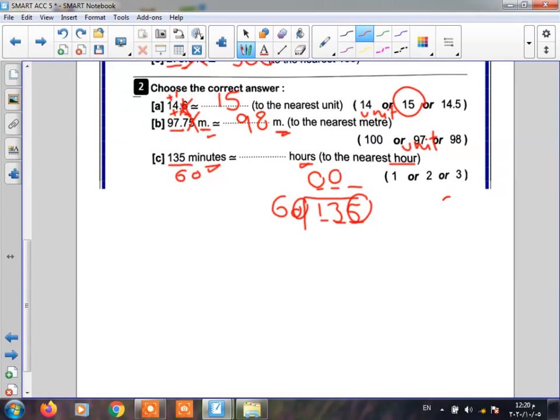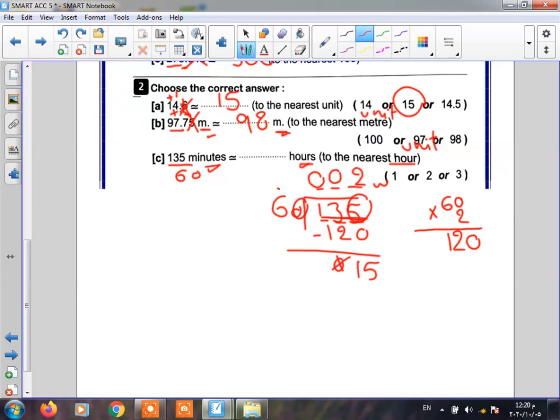So here we will make 6. 60 times 2 and check. 2 times 0, 0. 2 times 6 equal 12. Here 120 and here we have 135. Yes, we can. Here put 2 and here down 120. Then make a minus. 5 minus 0 equal 5. 3 minus 2 equal 1. 1 minus 1 equal 0.